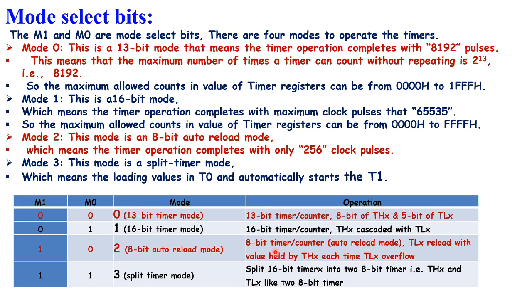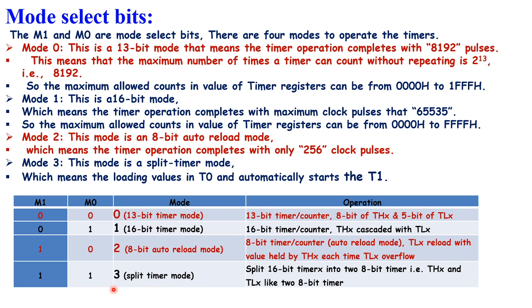In this mode, the 8-bit timer counter is in auto reload mode; the value of TLX is reloaded with the value of THX. So whatever the stored value of the higher byte is, that automatically reloads the lower byte of the timer when TLX, the lower byte, overflows. So this is the auto reload mode. We have to discuss this in detail.